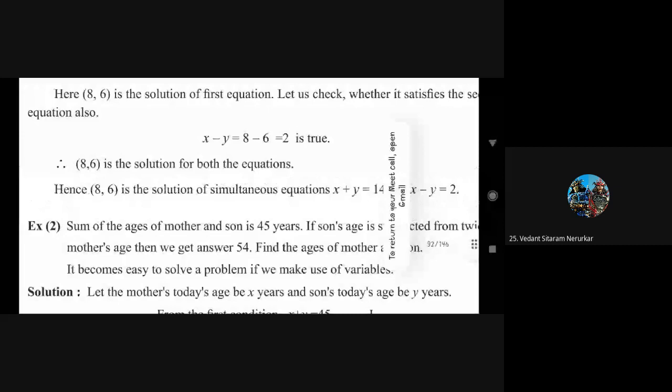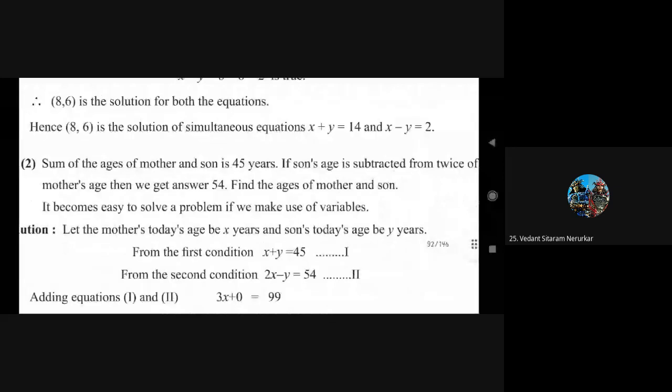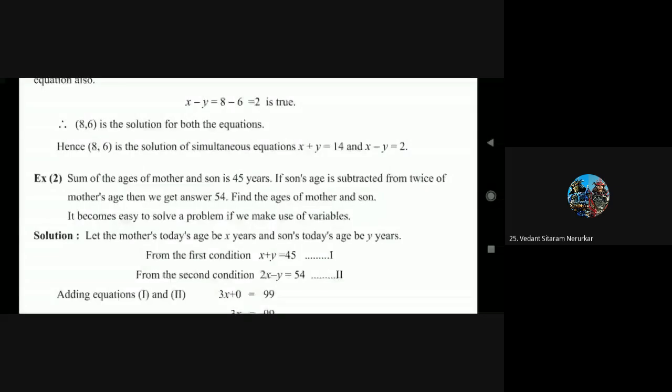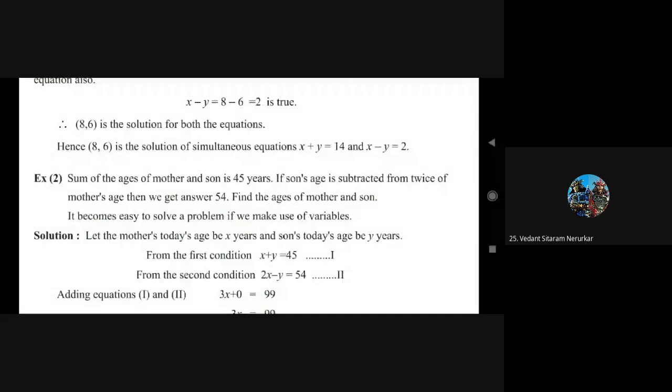See, what do we have to do here? See, sum of ages of mother and son is 45 years. Remember, now what do we have to do? With the help of every sentence, we have to form one equation. So remember the first statement. From the first statement, how will we get the first equation? Sum of ages of mother and son is 45 years.